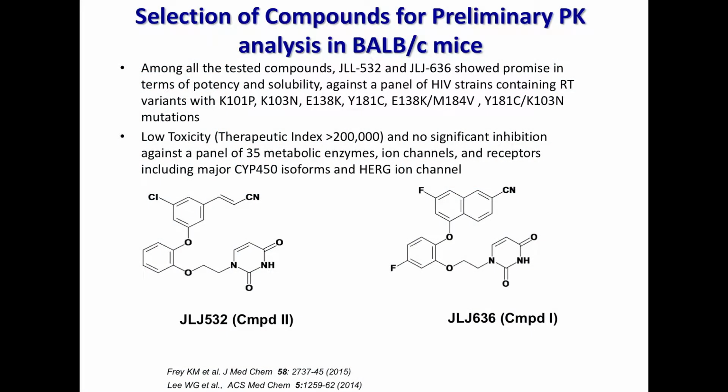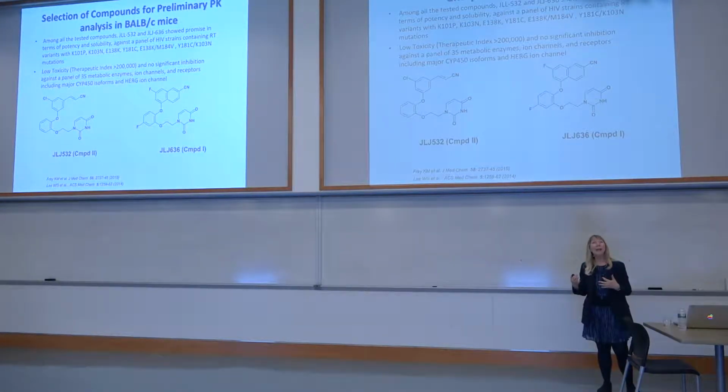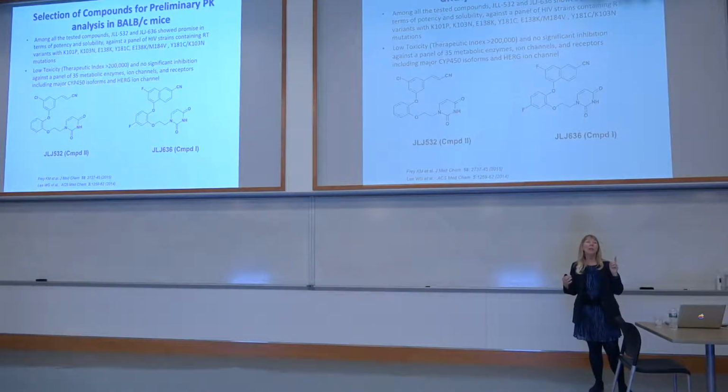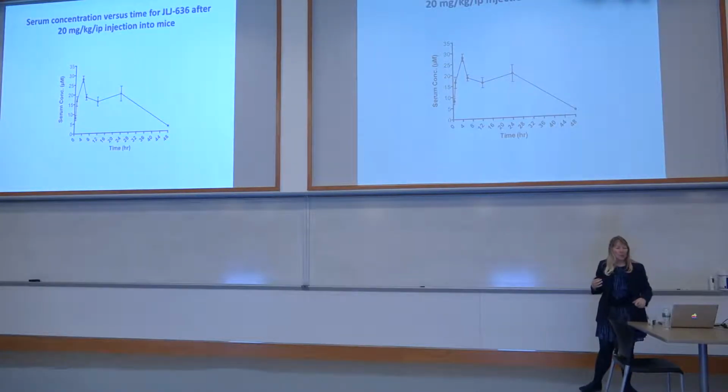And so this just summarizes the important properties, and we wanted to go forward and look at how these compounds behave in mice. Did they have a long half-life? In order to be a viable drug, it really needed a longer half-life. We wanted to at least be able to dose once a day, so we wanted the drug to hang around at sufficient levels that we could get away with dosing for one day.